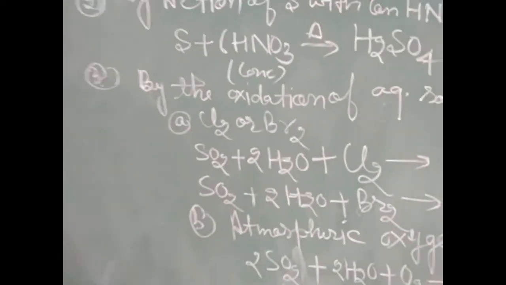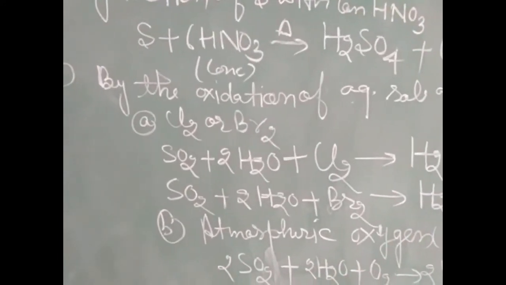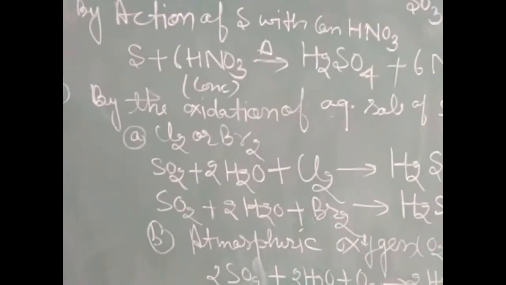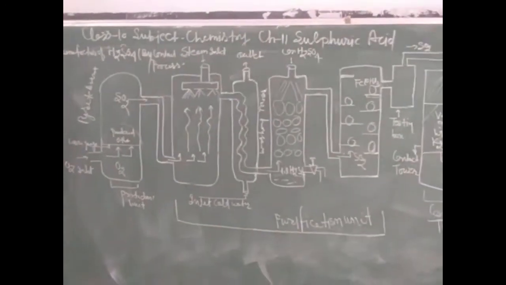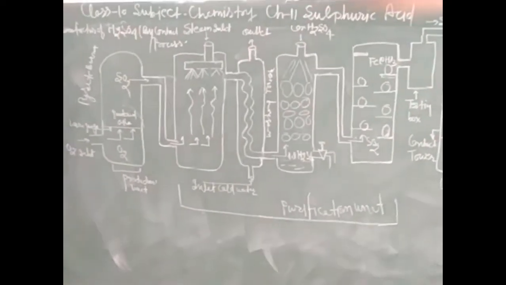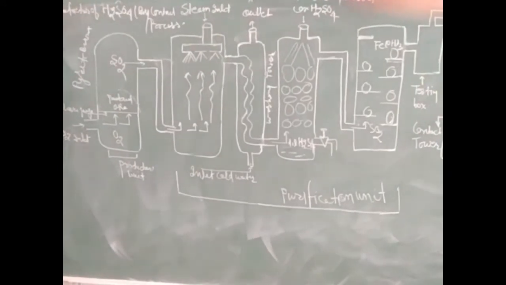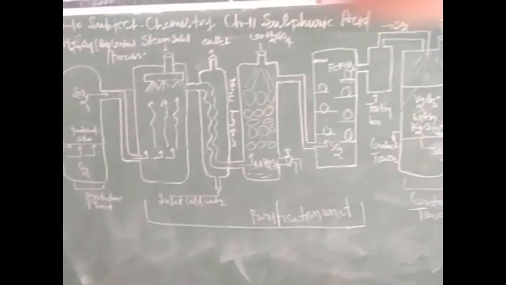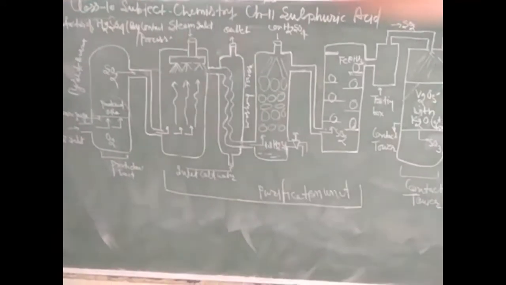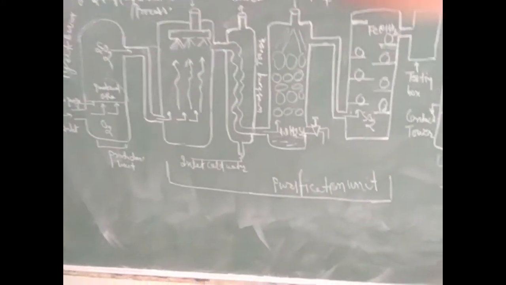Now dear students, we will discuss the manufacture of sulfuric acid by the contact process. We can observe here the setup has been mentioned. You can observe the complete setup of this contact process here. There are 1, 2, 3, 4, 5, 6, 7 large chambers and one small chamber.